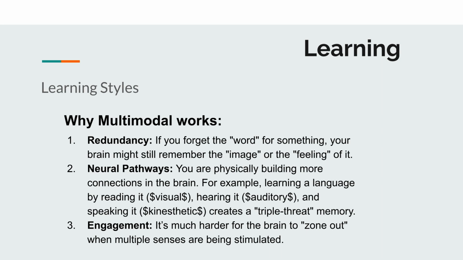Multimodal learning works for three main reasons. Redundancy ensures that if one memory cue is forgotten, another sense can recall it. Neural pathways are strengthened by using multiple senses. Lastly, engagement is increased, making it harder for the brain to zone out.